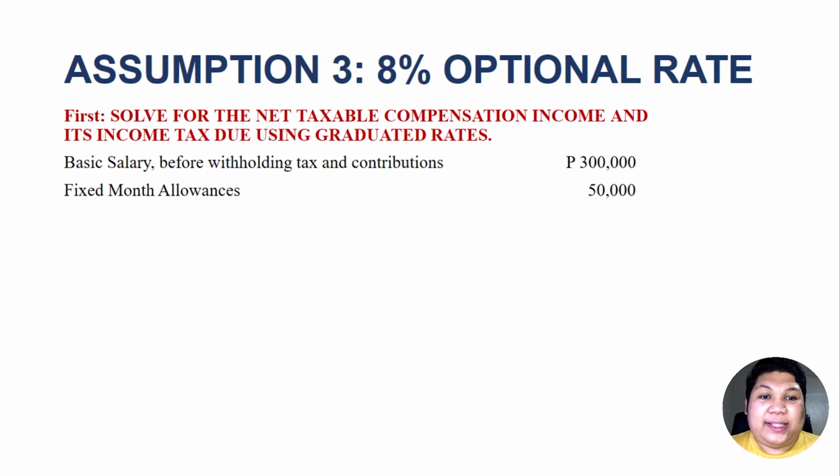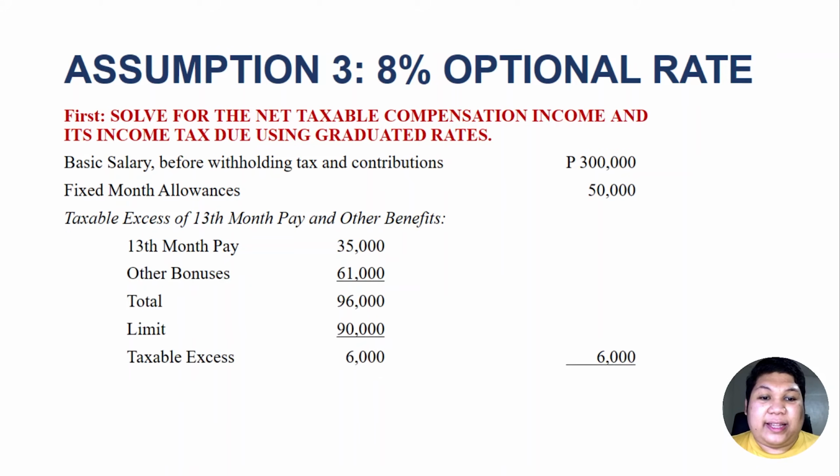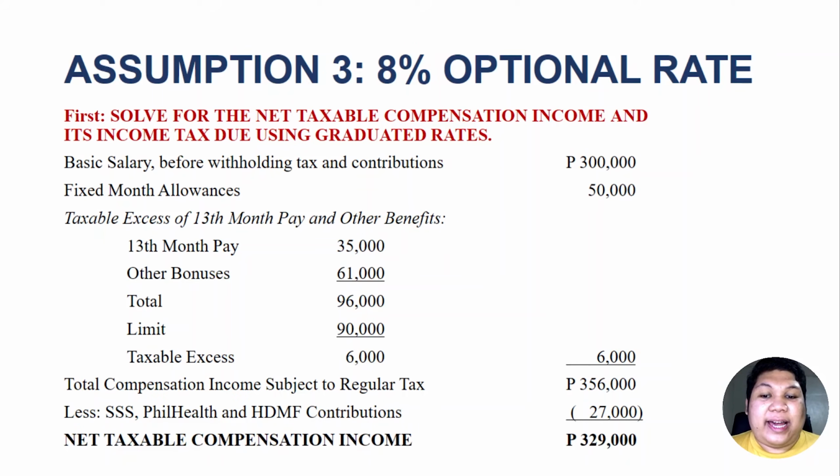So we will have the same solutions. Actually, we will get the same figure. Our net taxable compensation income from our first two assumptions will be the same under the third assumption. Our net taxable compensation income is still 329,000 pesos. And after we have computed the net taxable compensation income, we no longer have to wait for the second step to compute the net taxable business and professional incomes, because after we have computed the net taxable compensation income, we can now directly compute the income tax due using the graduated rates.